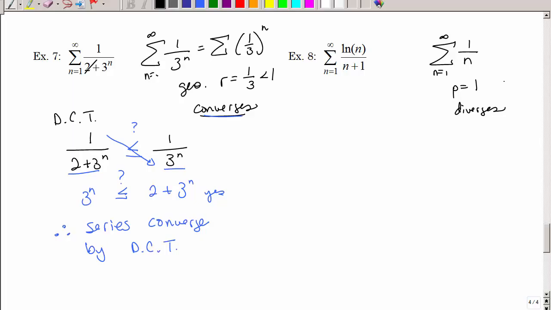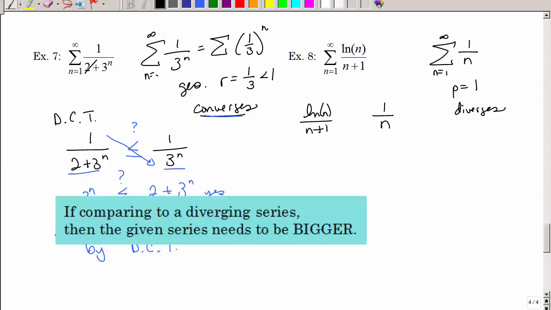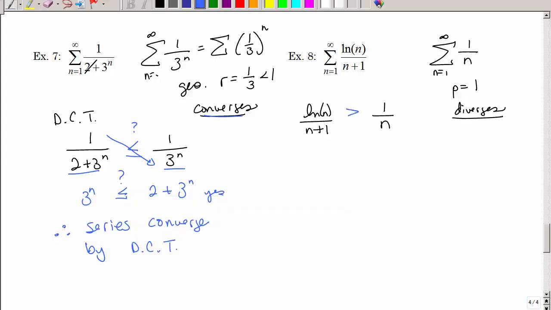So if I try the direct comparison test, what I'm comparing it to goes on the right, what I'm given on the left, and since the series diverges, getting bigger, then I need to show that inequality. That is so not obvious. Let's see, if I cross multiply, n times the natural log of n, is that really bigger than n plus 1? Just really don't know. So I'm just going to say not sure about this.